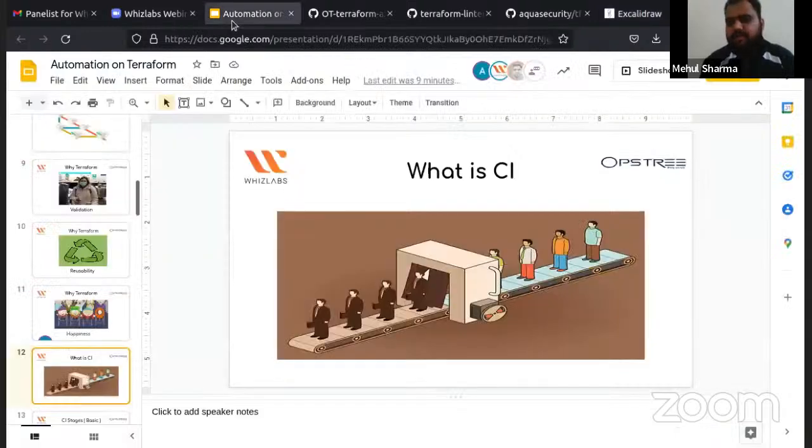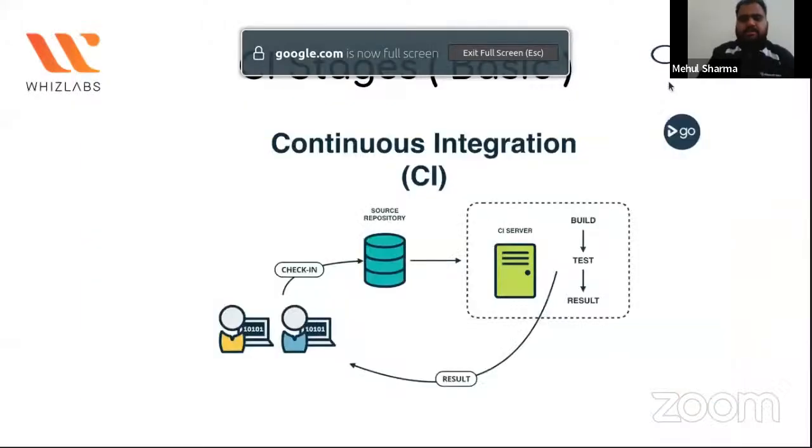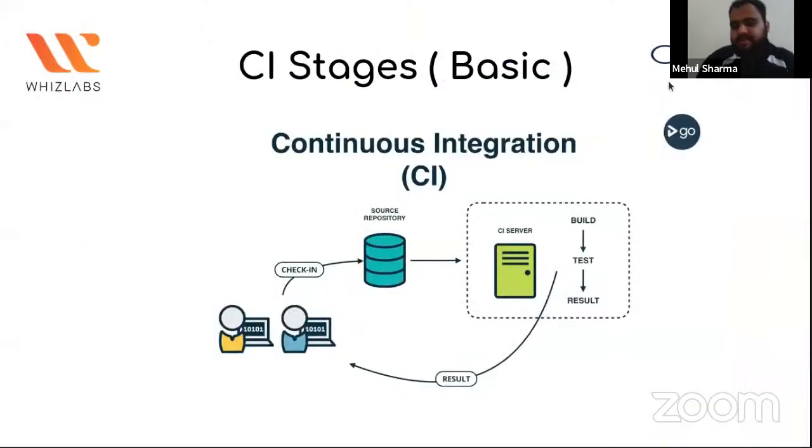So now, if I go back to my slides and talk about the basic one, in this slide this is what we are covering. There are two developers working on a repository. They are checking the code into the source repository, where the CI server is, where we perform build, test, and result. On the basis of the result, a notification goes to the developer. For example, if the build is failing, how will the developer know? So we have developed the mindset that we will be sending a notification.